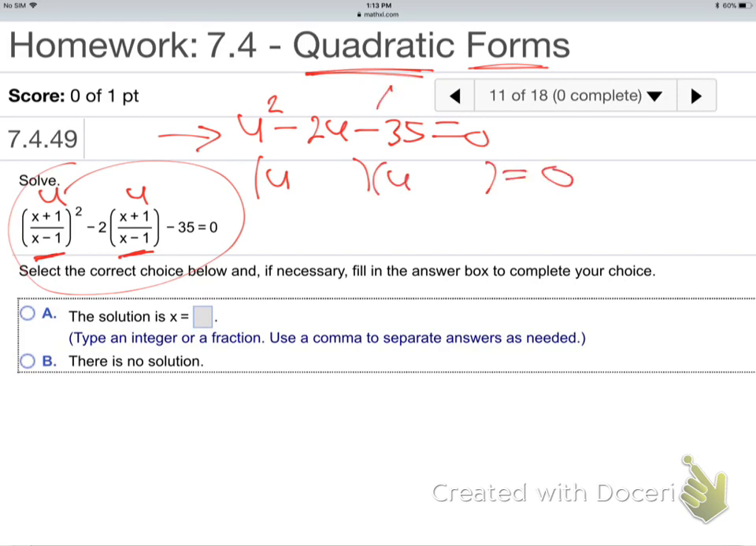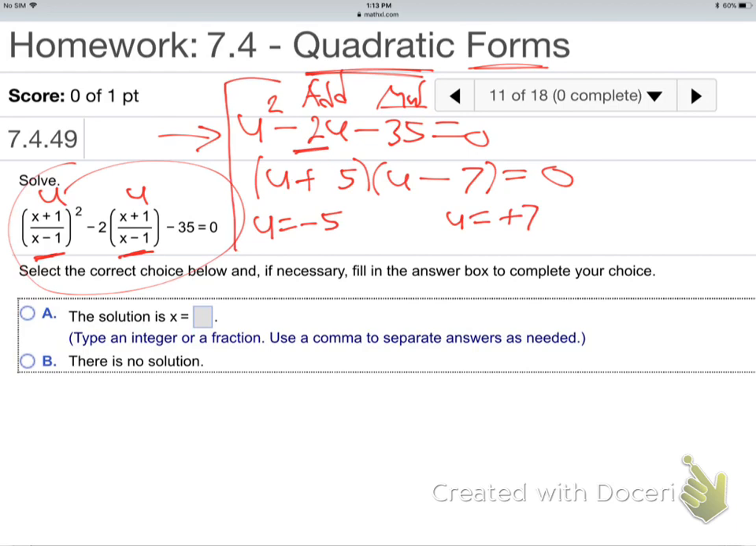Okay, so what two numbers multiply to be 35 and add to be minus 2? What times what is 35? 5 times 7. And how do they sign in the middle? It's always on the bigger. Plus 5, minus 7. All good so far? And then you know the answers are always opposites of what's in the parentheses, right? So that would be negative 5 and positive 7. So far, so good.